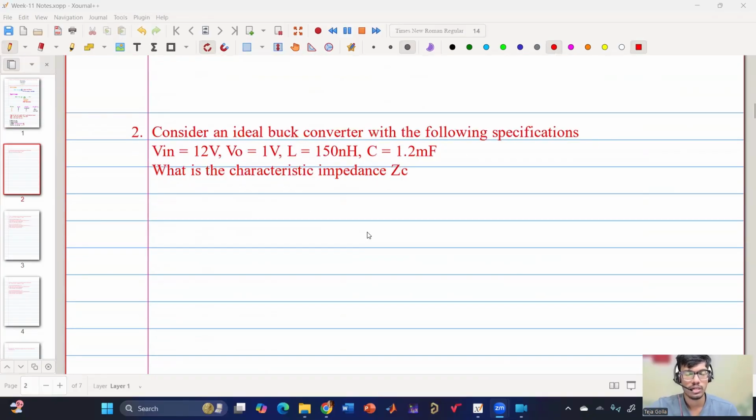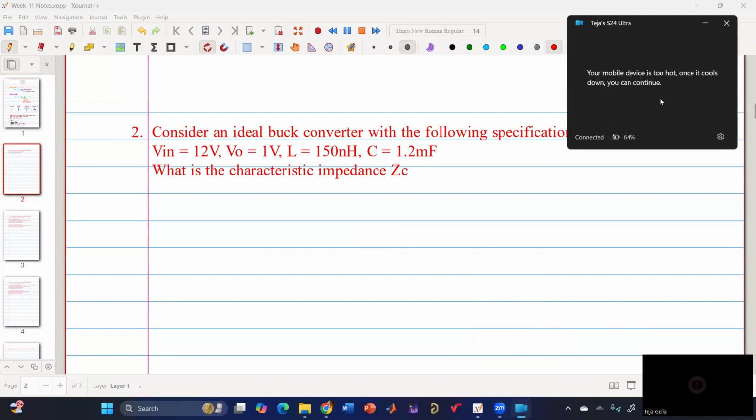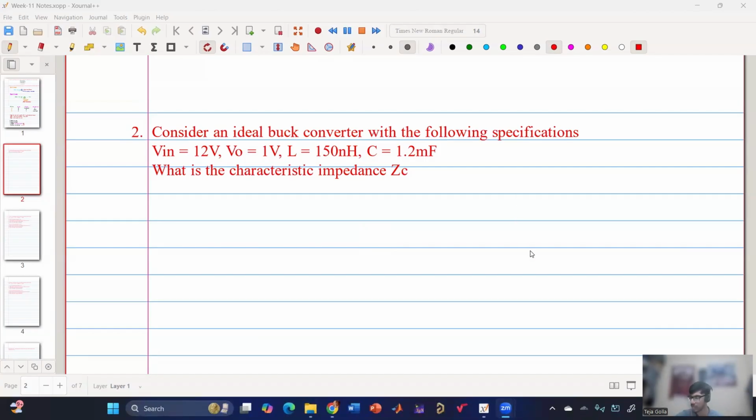So in the second question, let me read it out for you. Consider an ideal buck converter with the following specifications. V in is 12 volt, V naught is 1 volt, inductance is 150 nanohenry, and capacitance is 1.2 millifarad. What is the characteristic impedance? So can anyone tell me what is the characteristic impedance? Square root of L by C. Yes, very good. So for the given condition, what will be square root of L by C? Can anyone calculate?